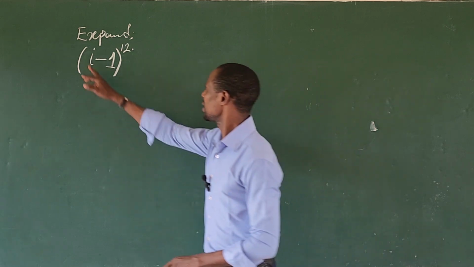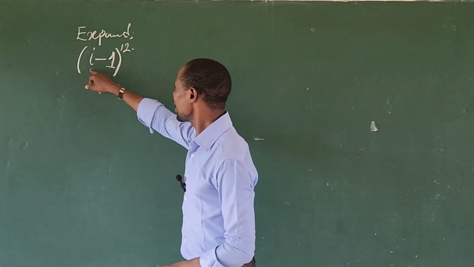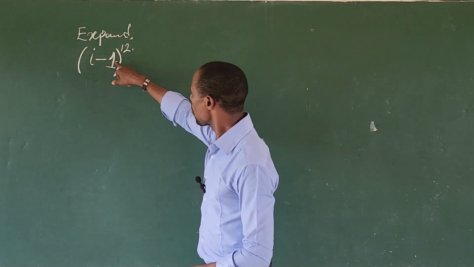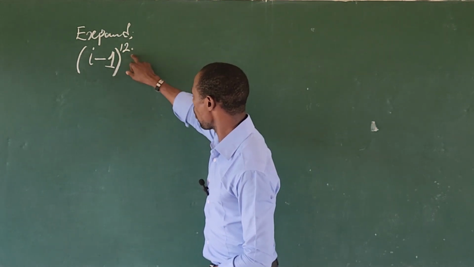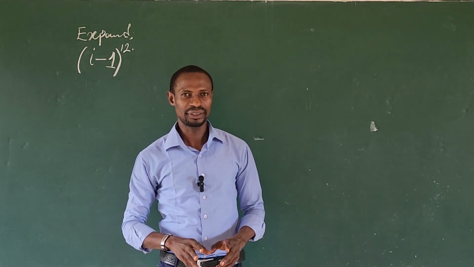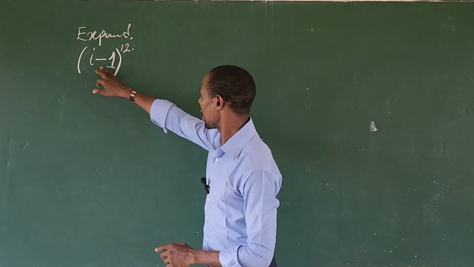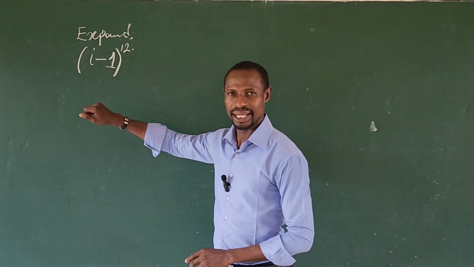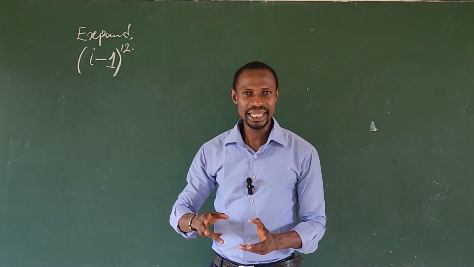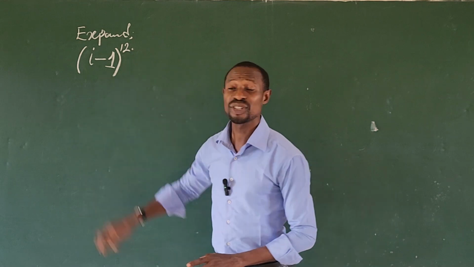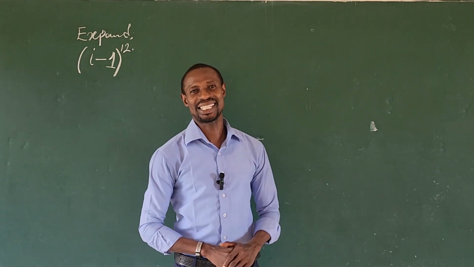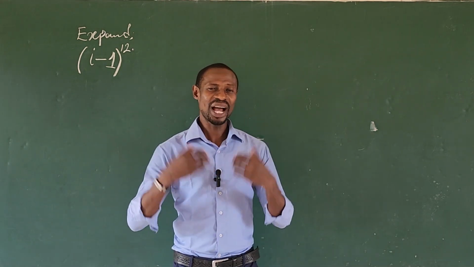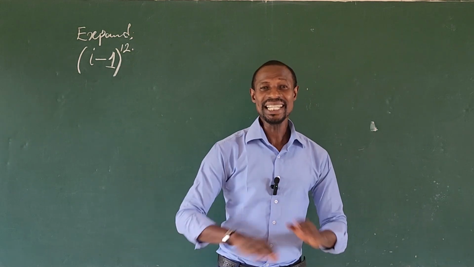The question reads: expand (i - 1) all to the power of 12. Now, if we had a plus here, the question would have been easier, but here we have a minus sign. So how do we expand this? I'm going to show you how to expand it with ease.